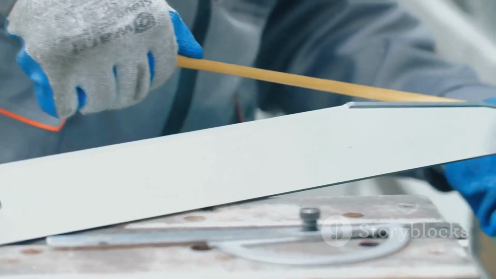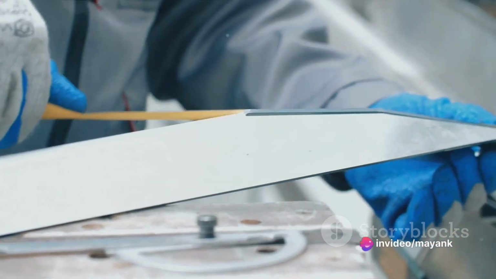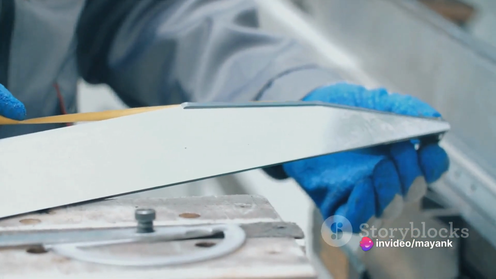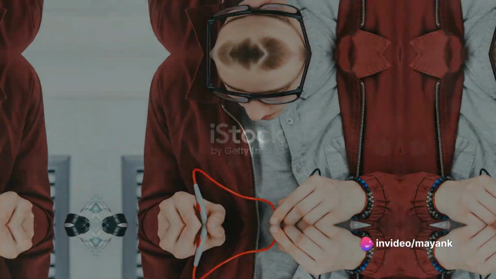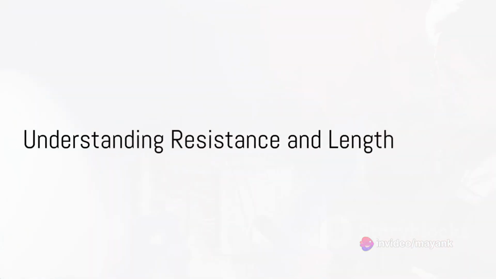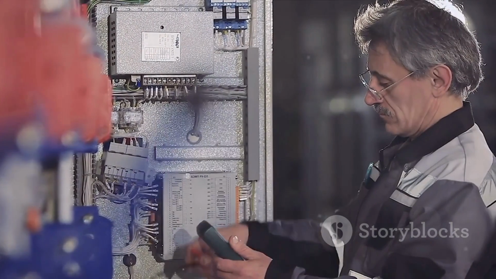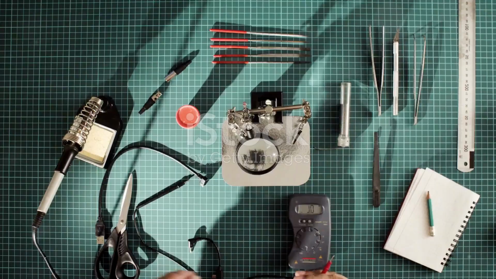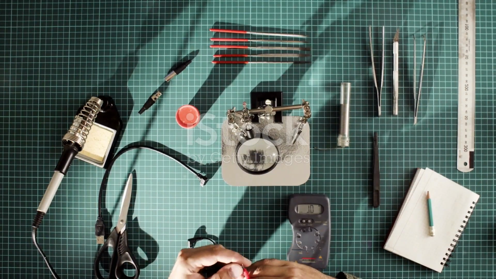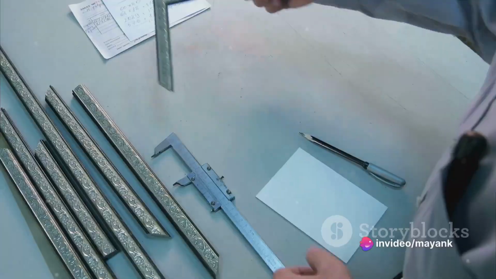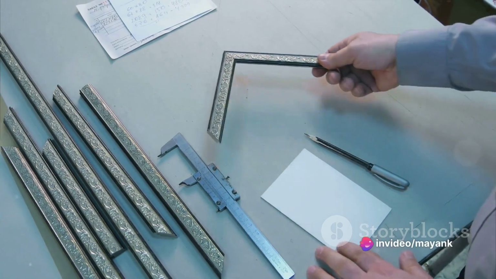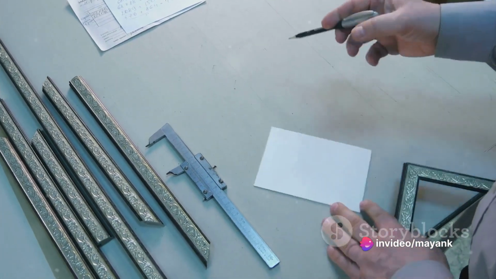Now, to calculate the resistance per centimeter, you need to calculate the slope of the graph, which is the change in voltage divided by the change in current. Performing this experiment gives you a clear understanding of how the wire's resistance changes with the current. Generally, the resistance of a wire is directly proportional to its length. Therefore, you can find the resistance per centimeter by dividing the resistance by the length.